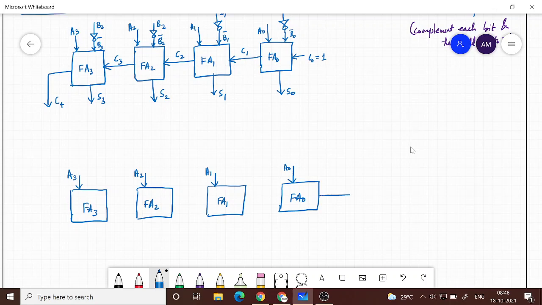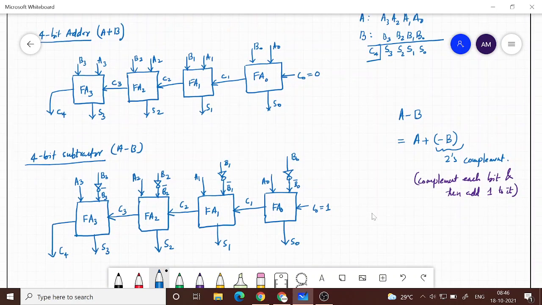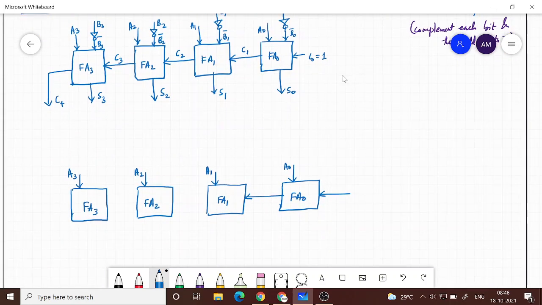Now one difference with respect to the carry input is that the initial full adder FA0 has a carry input 0 in the case of addition, and 1 in the case of subtraction. So we can consider it as some input which determines whether you want to do subtraction or addition. So this bit, which we call C0, will be given as 0 if you want to do A plus B. Okay, that is addition, and if it is subtraction, then we give it as 1 if it is A minus B that you want to do. So it depends upon what operation you want to do. So we will call this input the mode input.